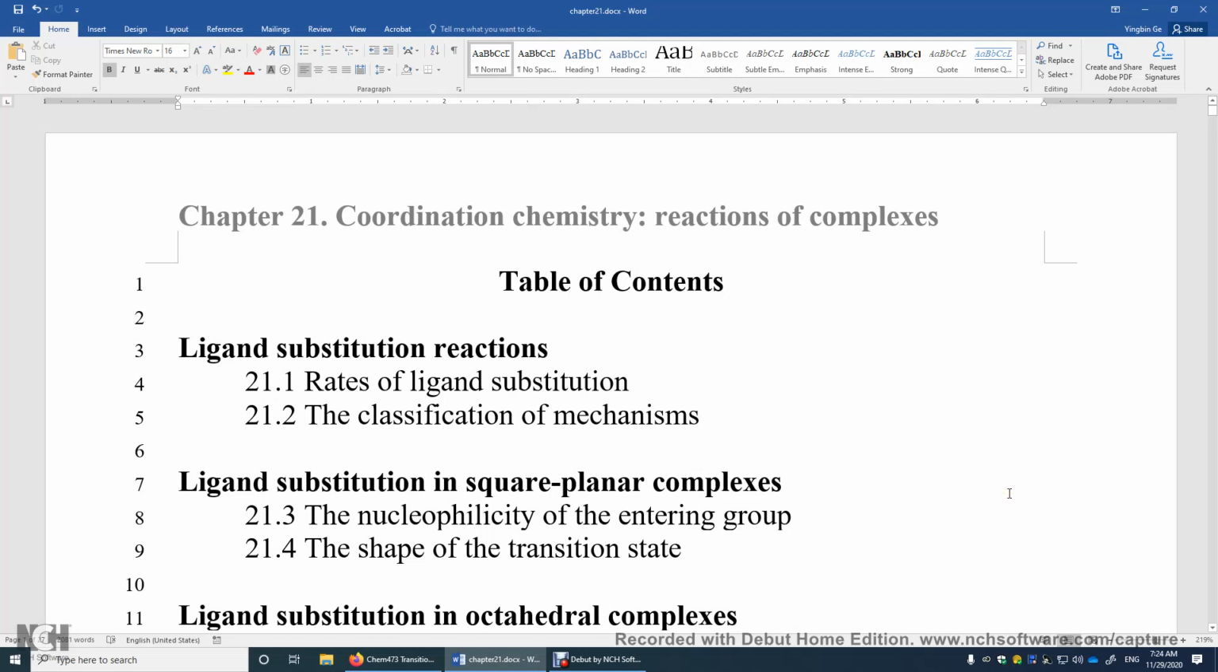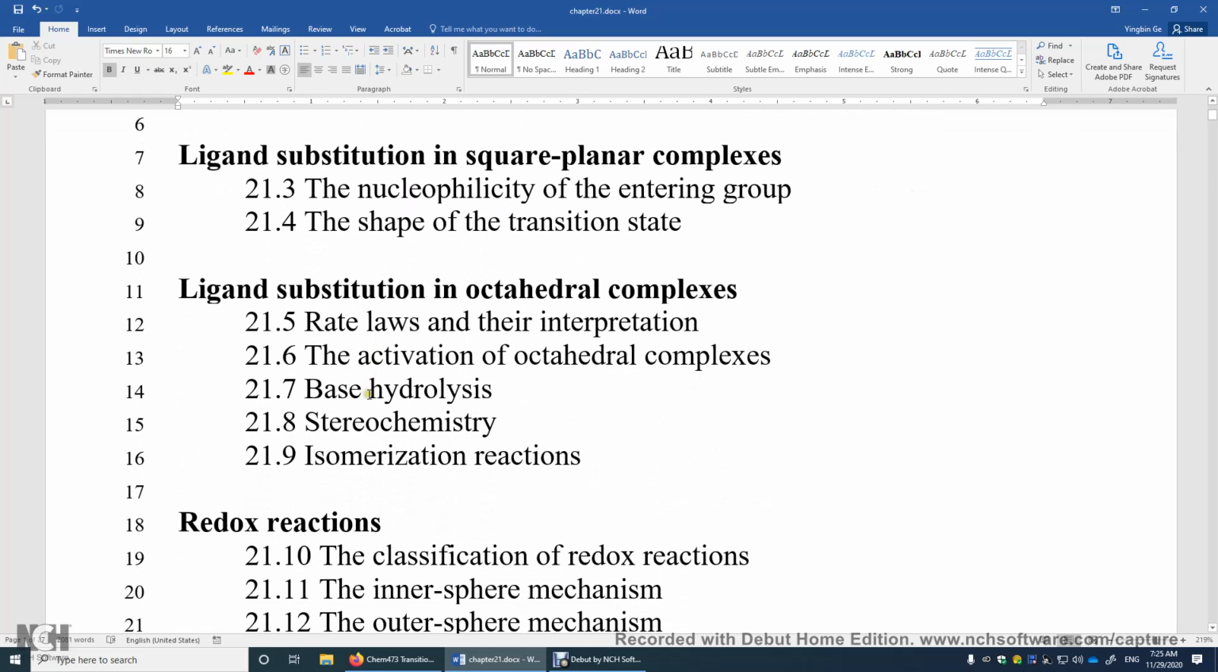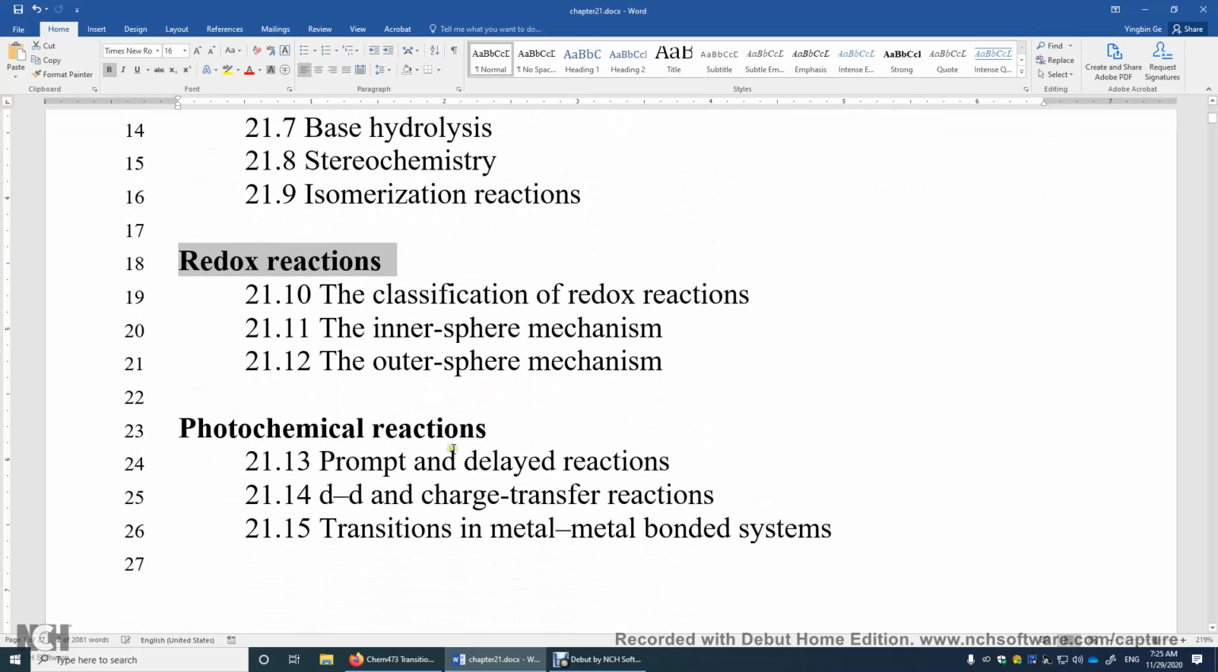This is Transition Metal Chemistry, Chapter 21, Coordination Chemistry, Reactions of Complexes. In this chapter, we'll talk about three different types of reactions of transition metal complexes. The first type is ligand substitution reactions. The second type is redox reactions. The third type is the photochemical reactions.